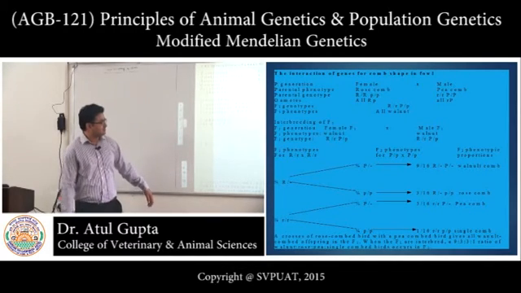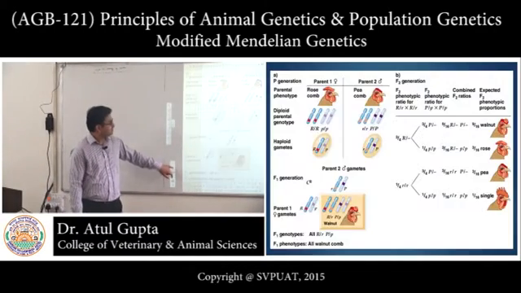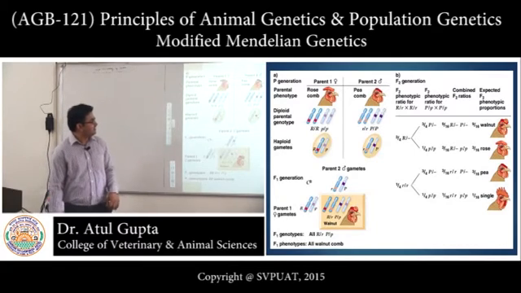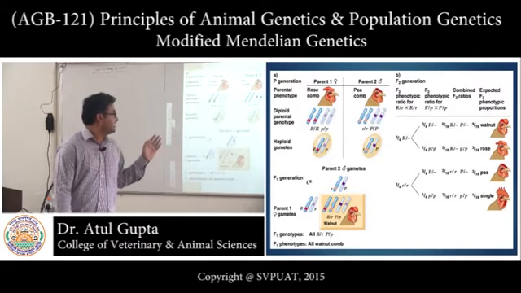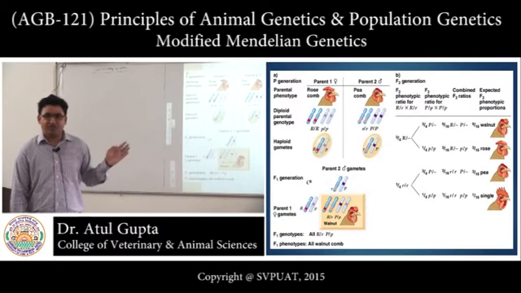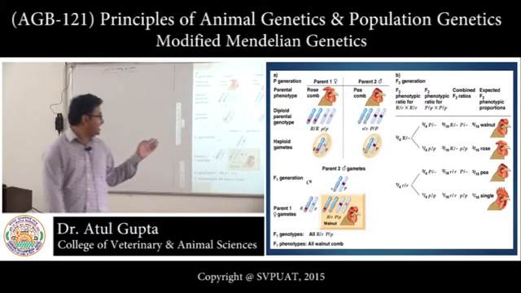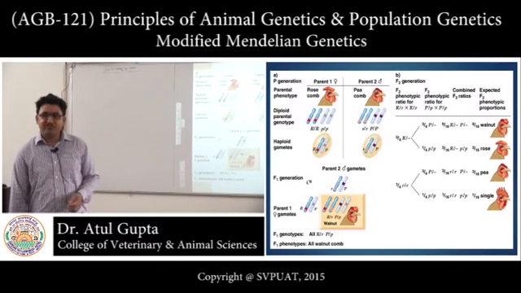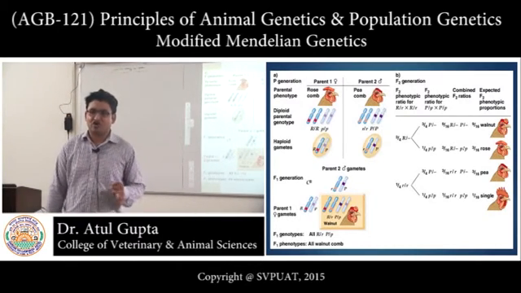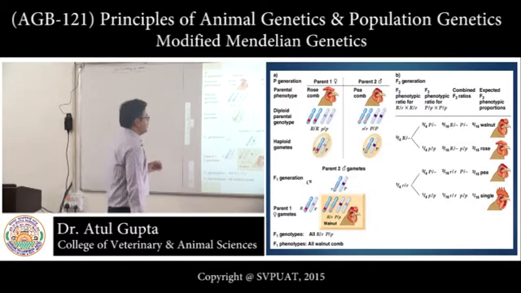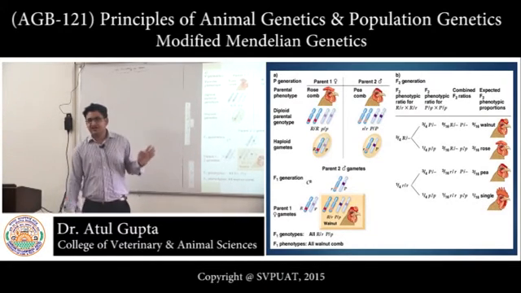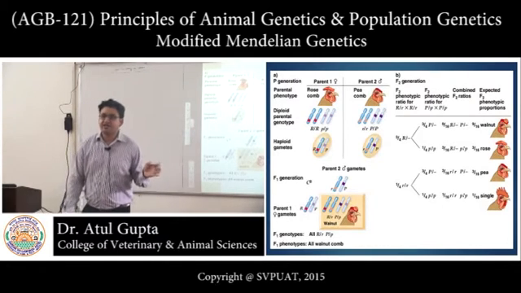The same thing has been discussed here. So here we can see when a female with rose comb is crossed with a male with pea comb, then in the F1 generation we will get only walnut comb progeny. This is due to the interaction of these R and P alleles.